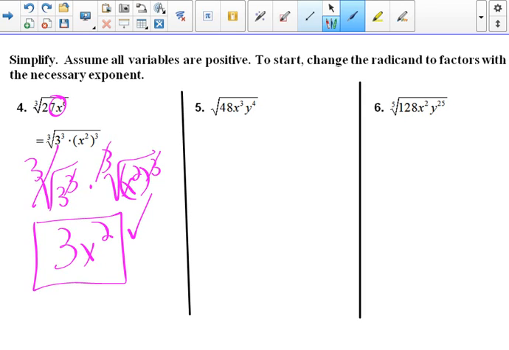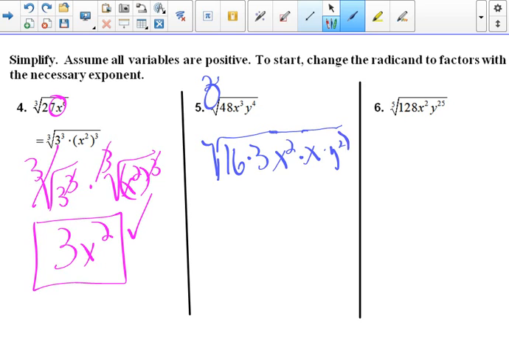Next, we have the square root of 48x cubed y to the 4th. Well, there's no index, so we know that's assumed to be 2. So we want to rewrite 48 as factors that we can square. 48 is 16 times 3. And x cubed we can rewrite as x squared times x. And y to the 4th is y squared squared. Now 16 we can rewrite as 4 squared.